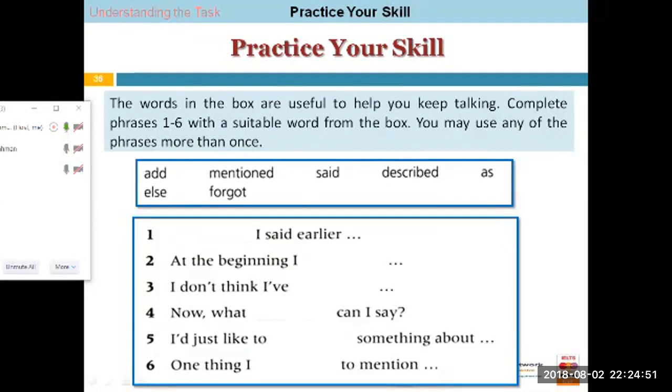Okay. For example, if you see the first one, dash I said earlier. So which word to be picked from this box? Add, mention.